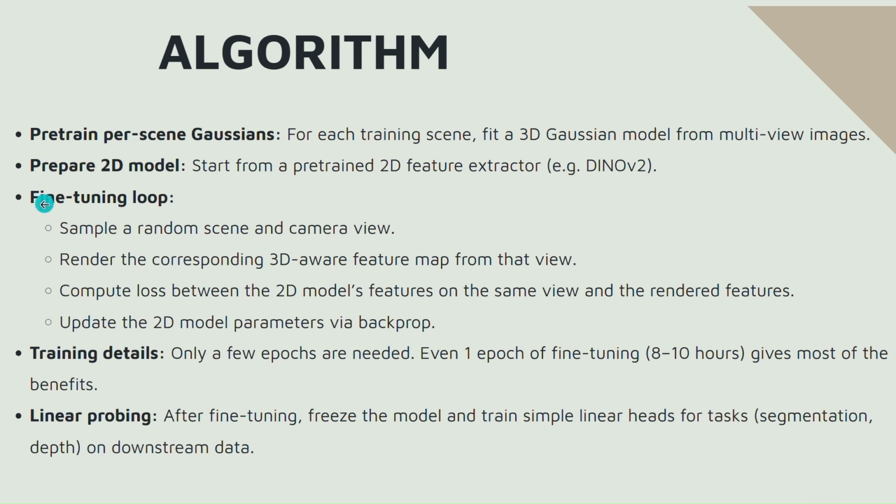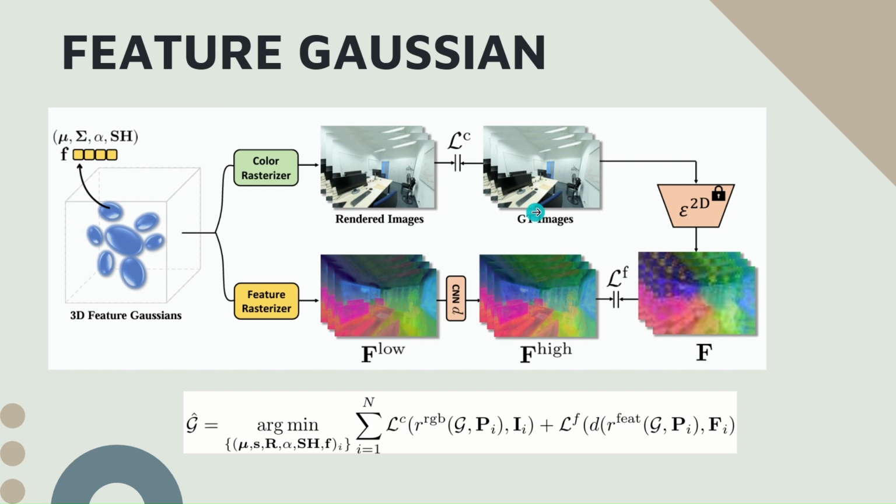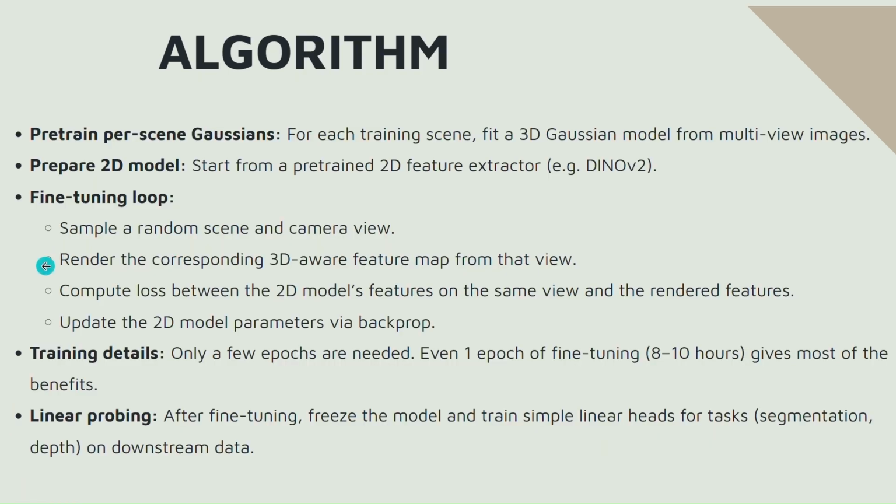The core of this method lies in a novel fine-tuning loop, which works as follows. First, they sample a random scene and camera viewpoint. This ensures that the model gets diverse supervision and sees the scene from multiple perspectives. Then, from that viewpoint, they render a 3D-aware feature map using the Gaussian representation. This rendered map preserves 3D context and acts as a soft projection into 2D space.